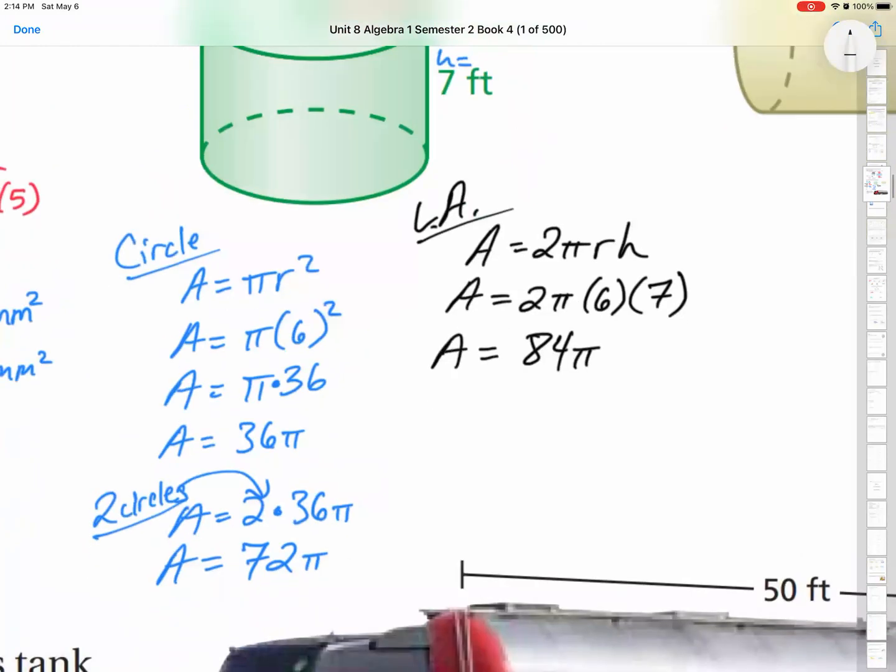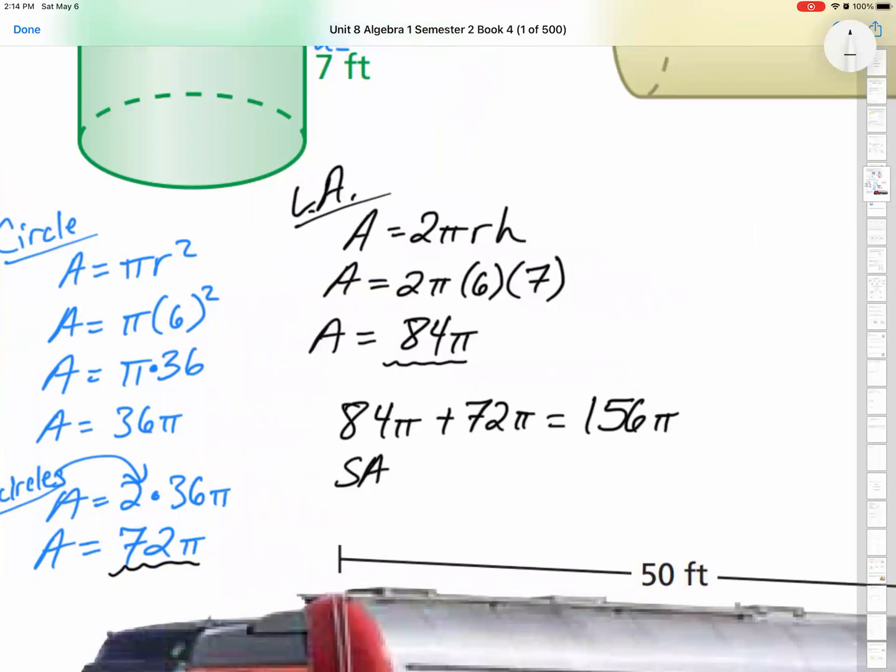And now what we're going to do is take our 84 pi and our 72 pi and add those together. So 84 pi plus 72 pi gives us in grand total 156 pi. So our surface area is equal to 156 pi, and this would be feet squared. Or in terms of our decimal value, it would also come out to be 490.09 feet squared.